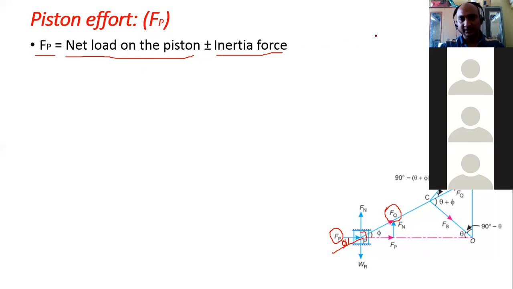Net load means what? Let us say this is your cylinder. Let us consider that this is the piston which is reciprocating inside, and on this side the connecting rod is there. Can you tell me on which side the pressure will be more? Let us say this is side 1 and this is side 2. On which side will pressure be more? We can see pressure on this side must be more. Why? Because the area here is more, and here the area is less.